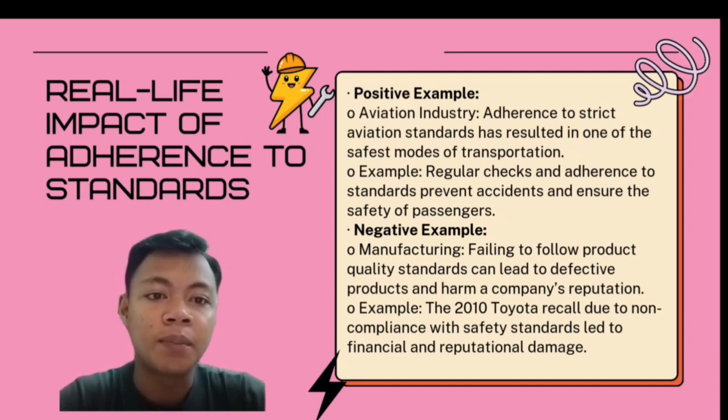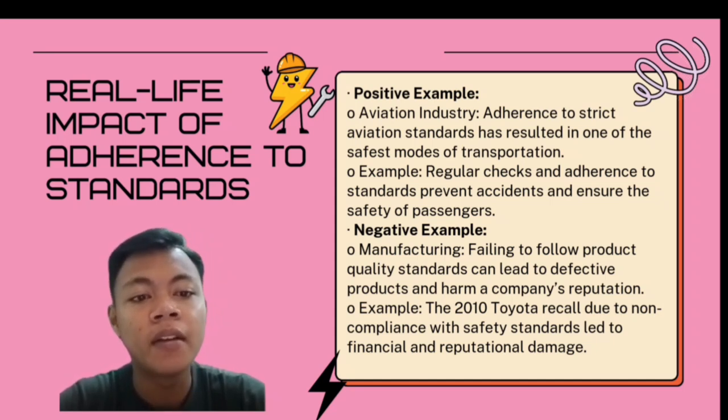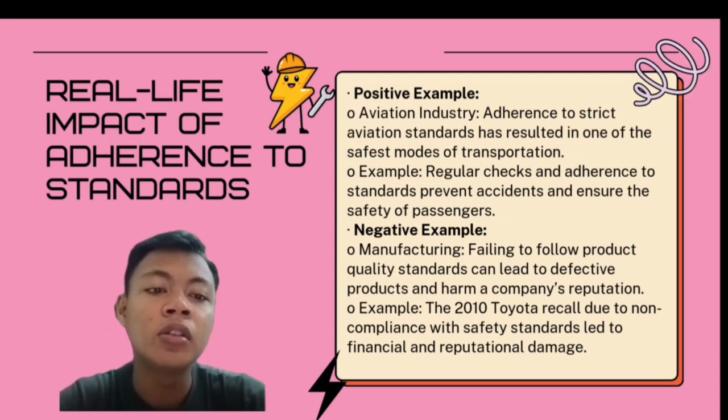A negative example is manufacturing. Failing to follow product quality standards can lead to defective products and harm a company's reputation. For example, the 2010 Toyota recall due to non-compliance with safety standards led to financial and reputational damage.